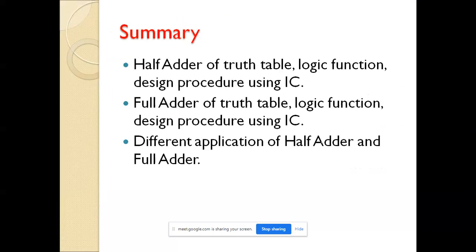What is the summary of today's session? We have learned the half adder truth table, the logic function, and how we can perform the design procedure with the IC. The IC number is also specified with respect to the pin diagram. Similarly, we did it for the full adder. And then we learned several applications of half adder and full adder. And also I told you why we should go with the full adder.